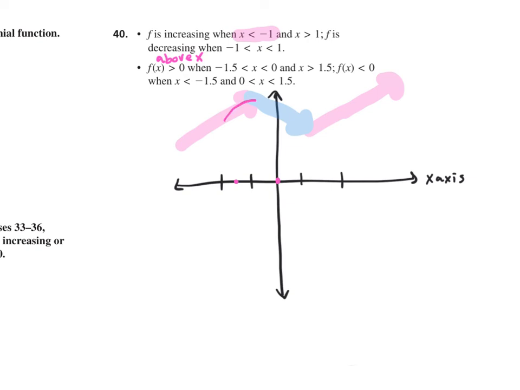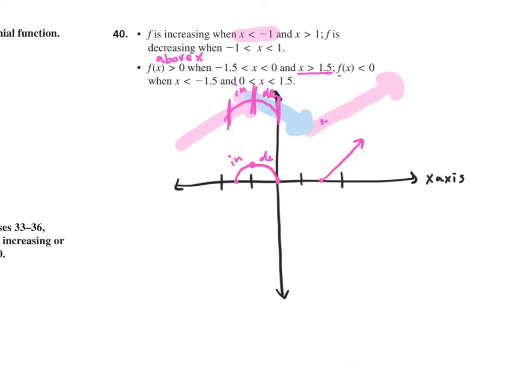So we want to follow this shape, but above the x-axis. We're going to put that here. So we go from increasing here to decreasing, because that's what it told us here. So from 1 to 0, we change here. So we're increasing and then decreasing. Next, we're also above the x-axis when x is greater than 1.5. So 1.5 is here. We're above the x-axis and we're increasing. So we're going up here.